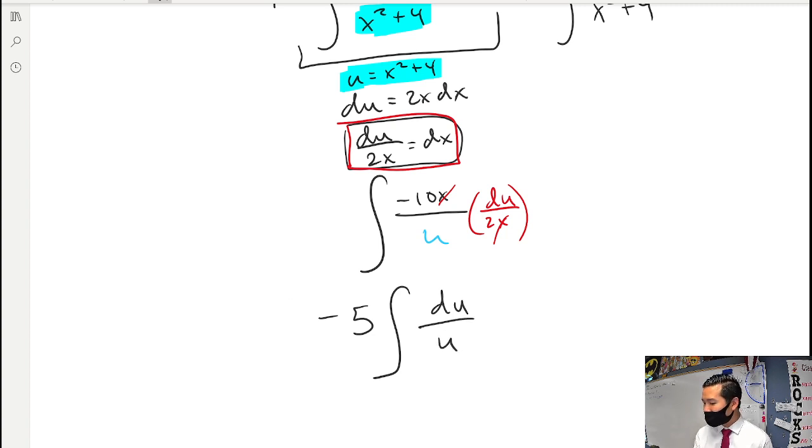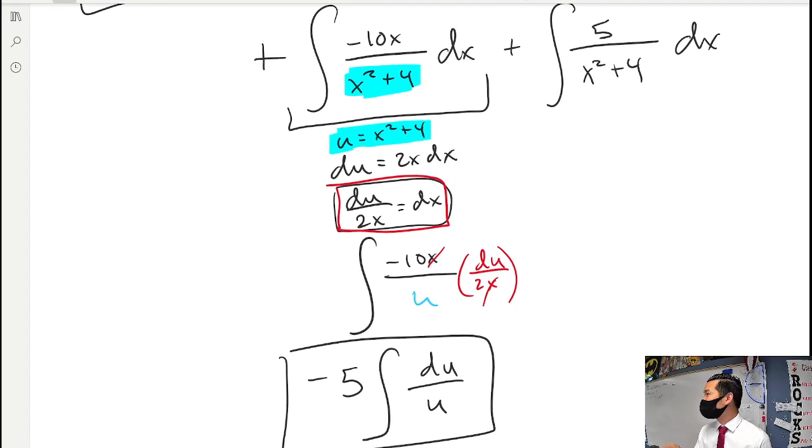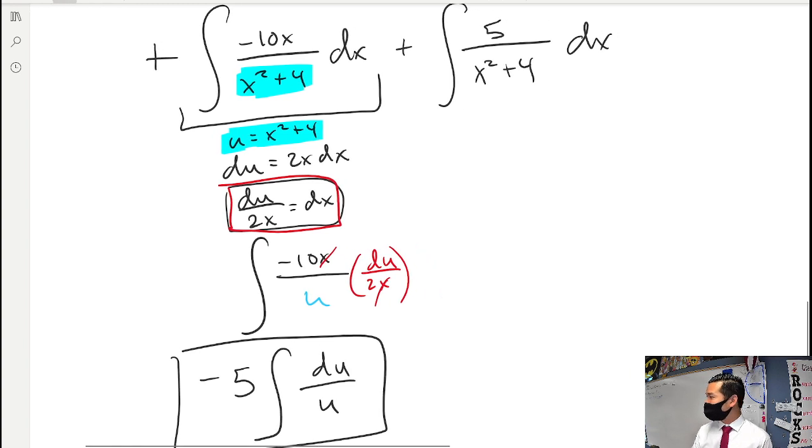And isn't that an easy integral to deal with? Because what is that, by the way? So ln. Yeah, negative 5 ln of absolute value of u. But what's u? That x squared plus 4. So that's pretty much done as well, isn't it? Wow. No wonder there was an ln in the answer for that big polynomial. Now, we got to figure out this one.